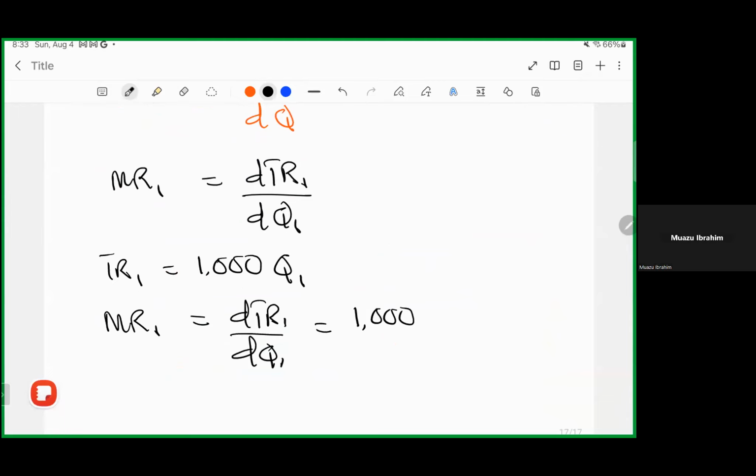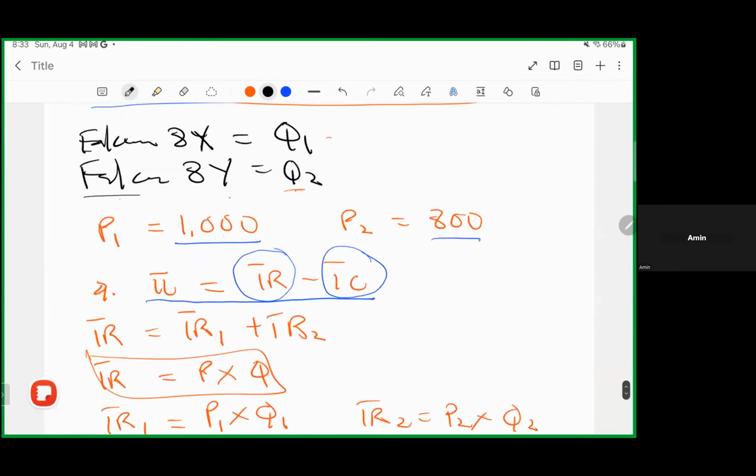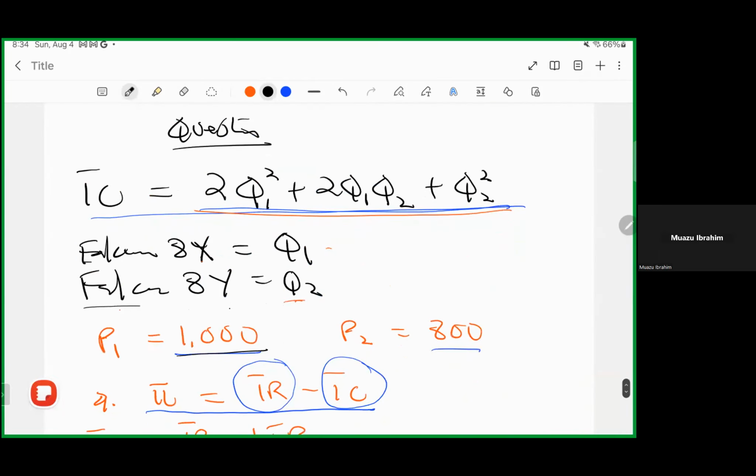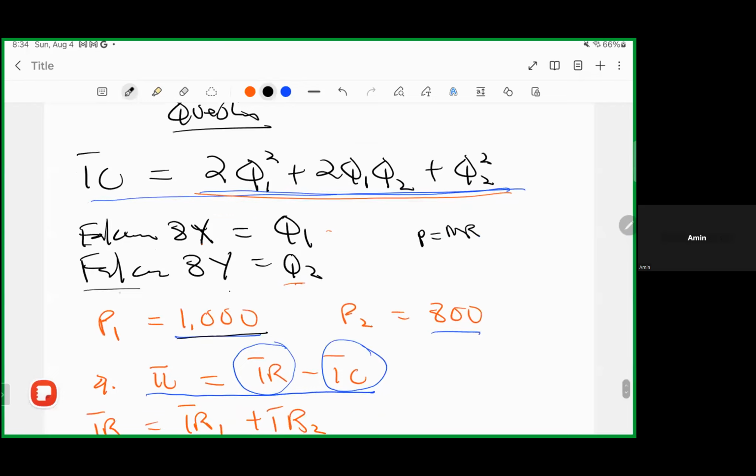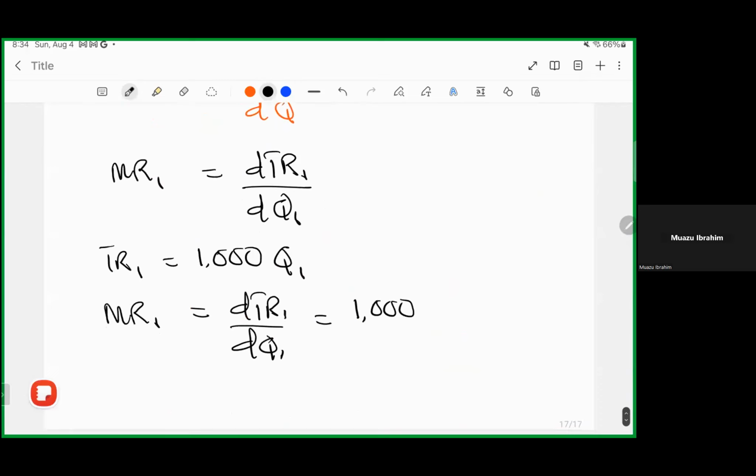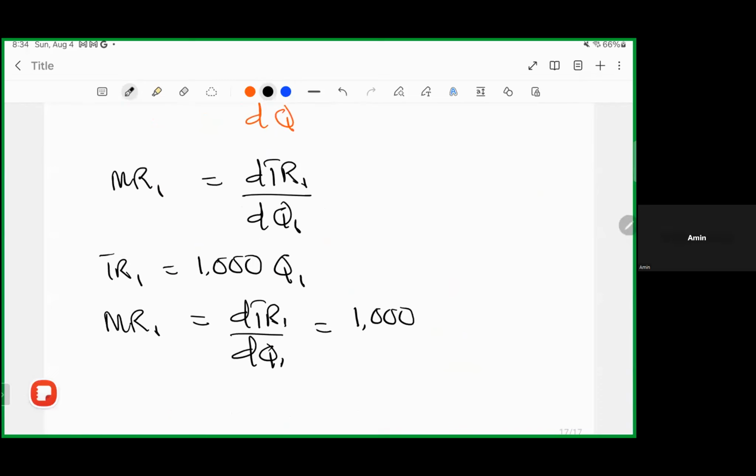What is this 1,000? Isn't it the same thing as the price? So in a perfectly competitive market, we just found that price is the same thing as the marginal revenue. And the average revenue will be the total revenue divided by the quantity, so 1,000 Q1 divided by Q1, which is 1,000. So this is the marginal revenue for the first quantity, Q1.